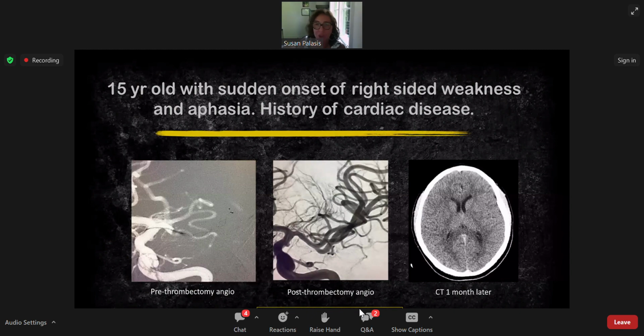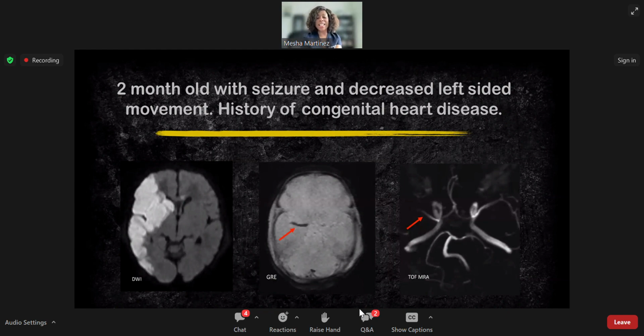And in this case, the door to needle time was about 3.5 hours. So everybody was right on it, and we got this great result. Amazing. And so I think there's one more case, and this is our controversial case.